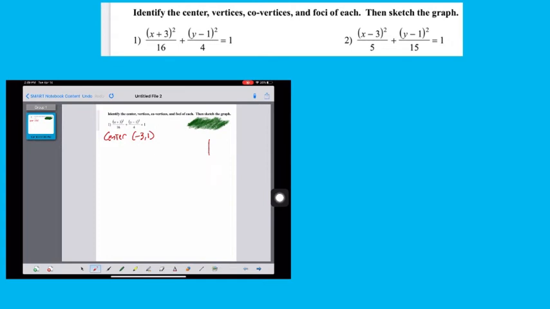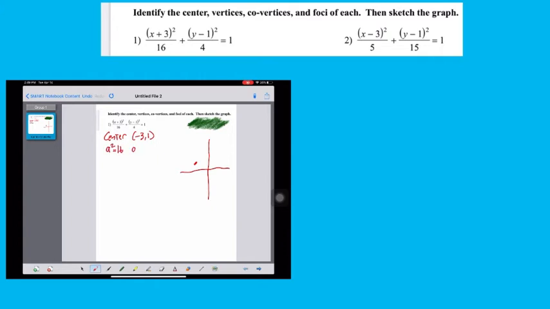And I would suggest at this point starting to go ahead and graph this. So -3, 1, we'll overemphasize it a little bit. Let's say that it's right there. So if we look at our A values and our B values, it looks like our A squared is bigger. So our A squared is going to be 16.